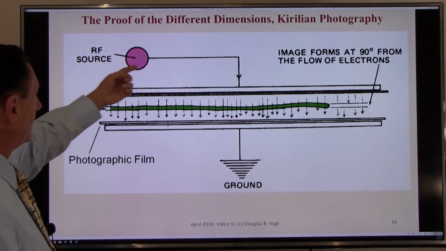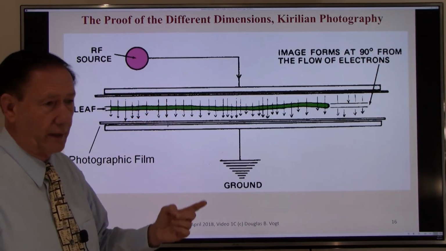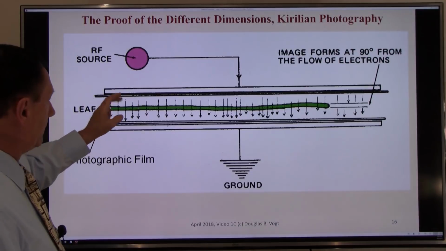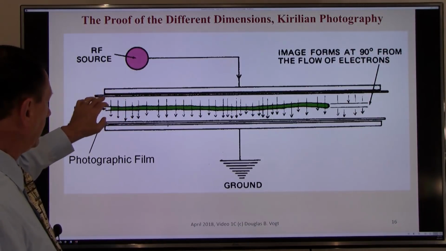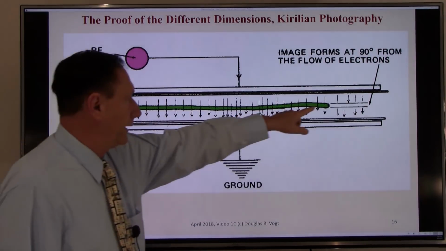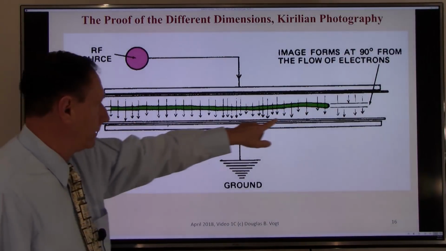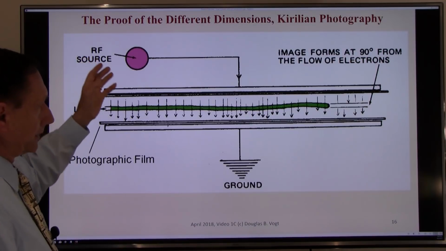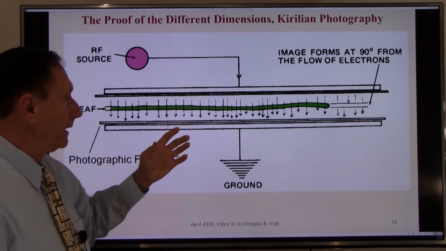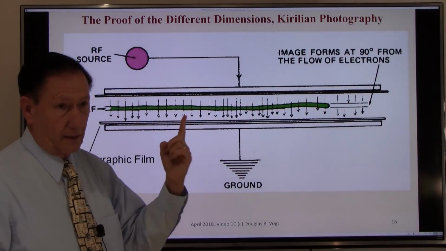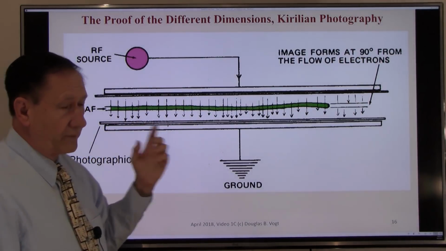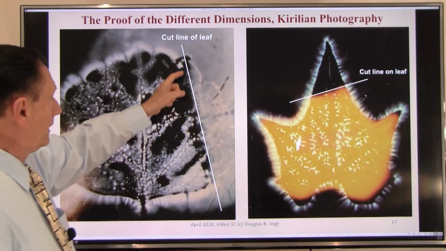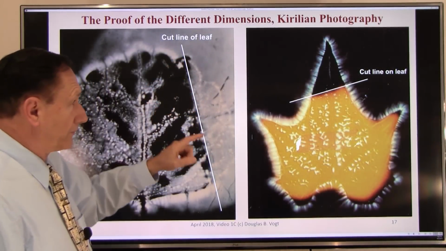It's basically simple. An RF source, we used to use a flyback transformer and an RF source, such as a function generator, and two copper plates, a dielectric. You put a leaf in between, and you put a piece of film in, black and white or color, and connect it to ground, and you pulse this thing once, usually. And if you hit the right frequency, and that's the key, about 3 to 5% of the time you'll wind up with that. This is the phantom leaf.